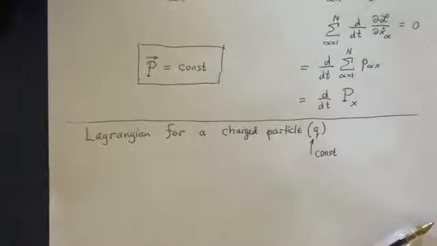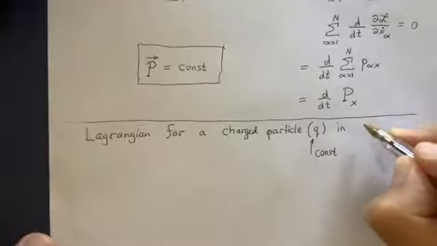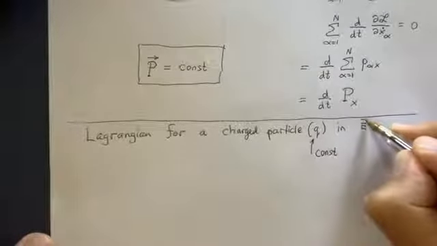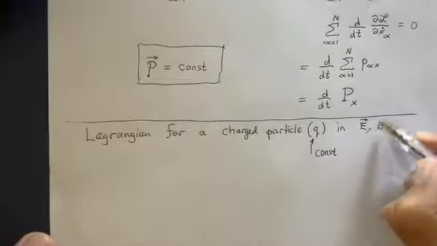In classical mechanics, we like to use lowercase q for generalized coordinates. So for this discussion, we'll use the lowercase q for the charge, which is a constant, it's not a coordinate. And we'll use good old x, y, and z as the coordinates. So the Lagrangian for a charged particle in electric and magnetic field, I'll just put E. There's a vector field E, and there's a vector field B.